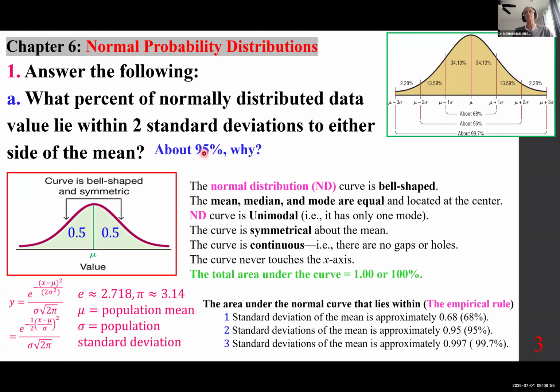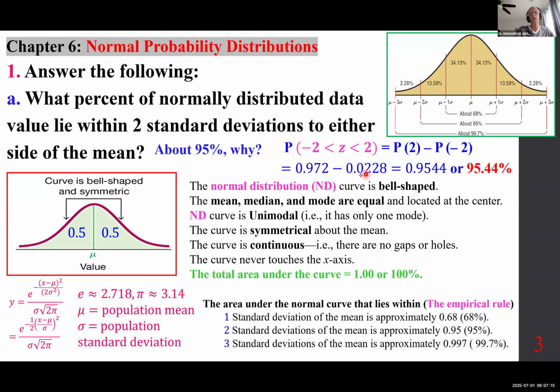But why is that? If you go to the table, so from here to here, this would be the region. You are going to write probability of z between -2 and 2. That means probability of 2 minus probability of -2. From the table, you pick those 2 pairs. I'll quickly show you in a moment. And the answer is 95.44%, and we say roughly 95%. In other words, we are discussing the table, the normal distribution, and how it works.